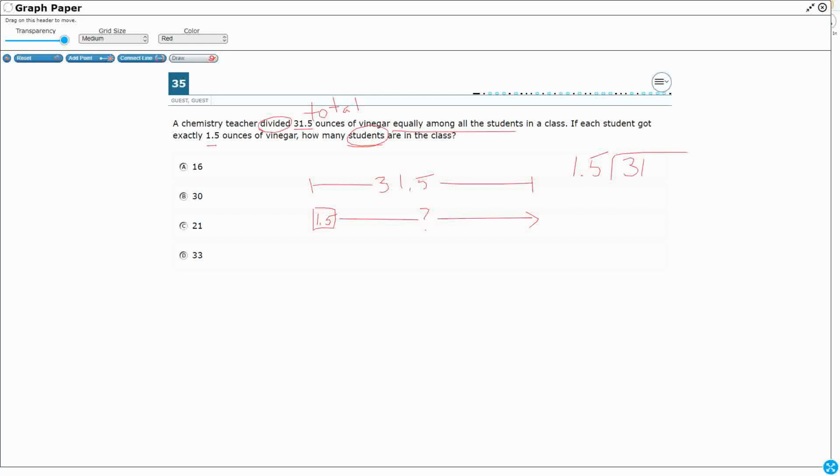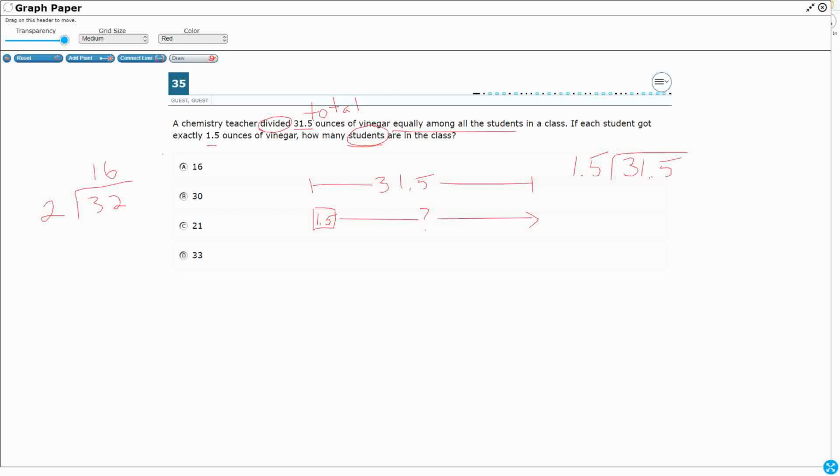and then 31.5. Now, the thing we should notice is we have a decimal in our divisor, 1.5, and that's going to kind of mess things up. So let's first do a little bit of an estimation, then I'll show you how we can actually use just the regular division algorithm if we do something to that divisor. So 1.5 rounds up to 2, and then 31.5 rounds up to 32. That's going to be about 16.